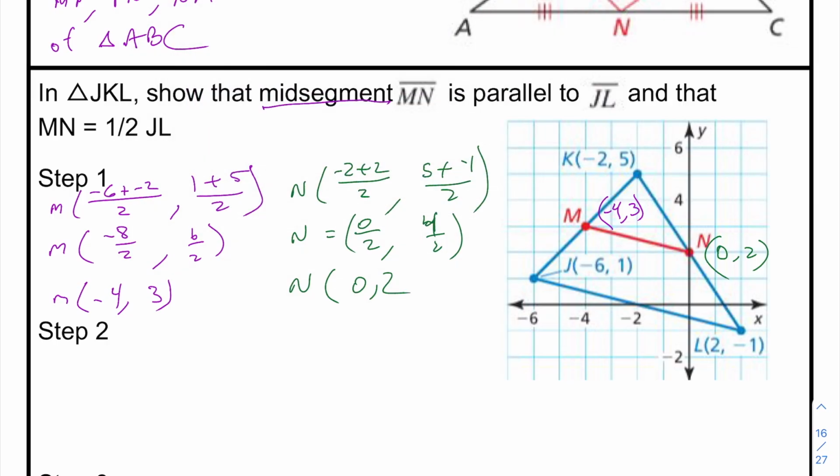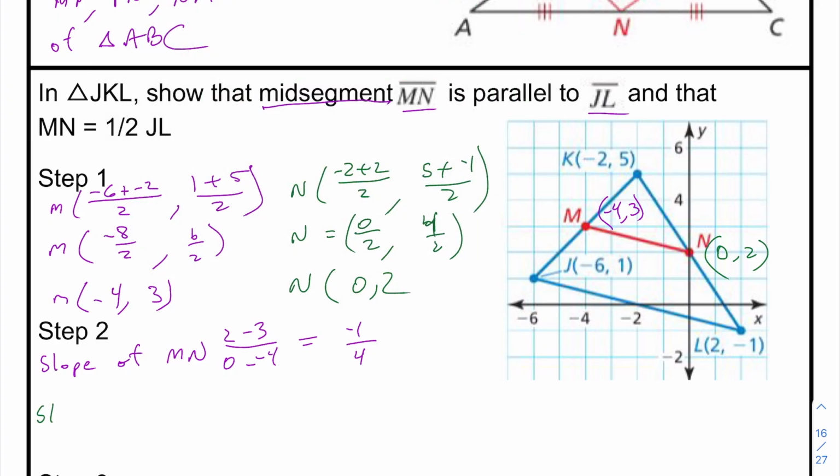So now we want to determine that MN is parallel to JL. Well, we do that by comparing the slopes. So let's do the slope of MN, which is the change in y over the change in x. So we get 2 minus 3 over 0 minus negative 4. And so that's going to equal 2 minus 3 is negative 1, over 4.